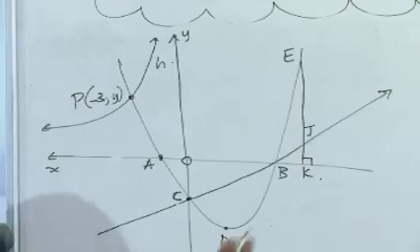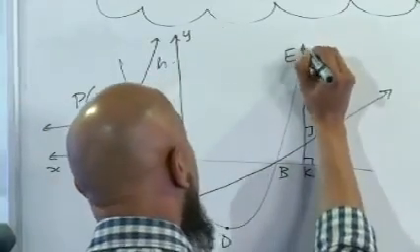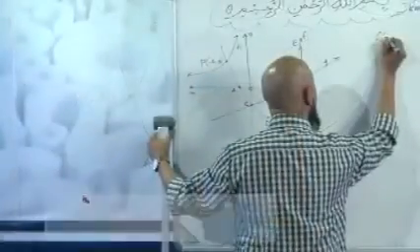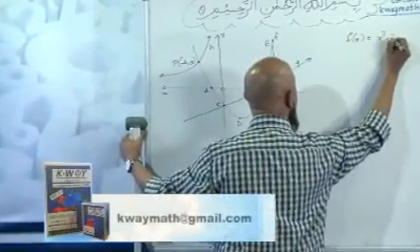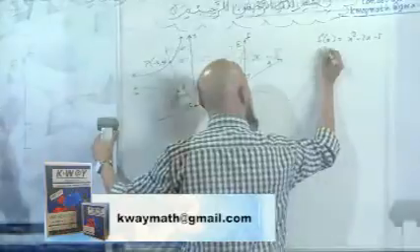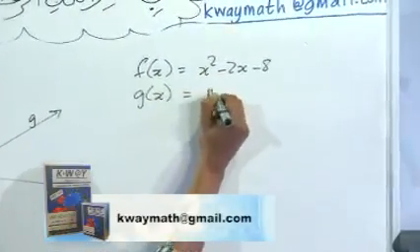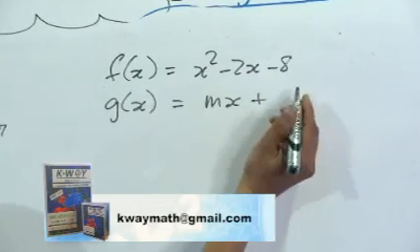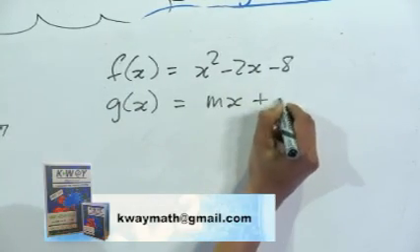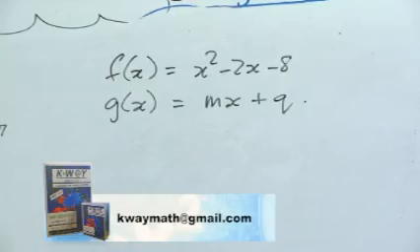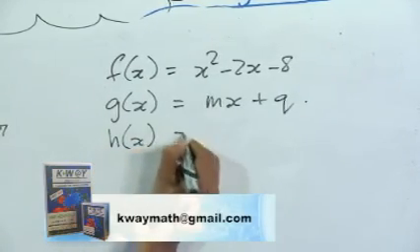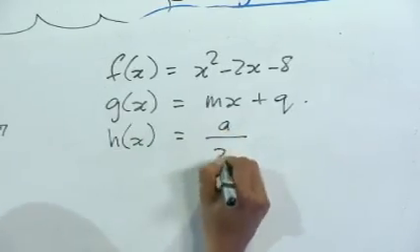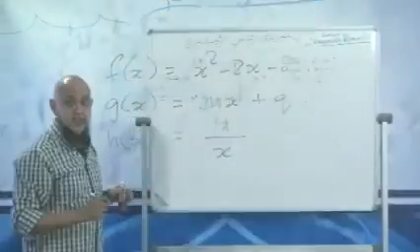Okay, let's get started. I tell you here, this is graph F, that's graph G, that's graph H. So I tell you f of x is equal to x squared minus 2x minus 8. I tell you g of x is equal to mx plus q. I tell you h of x is equal to its hyperbola, so I tell you a over x. That's given in your exam.